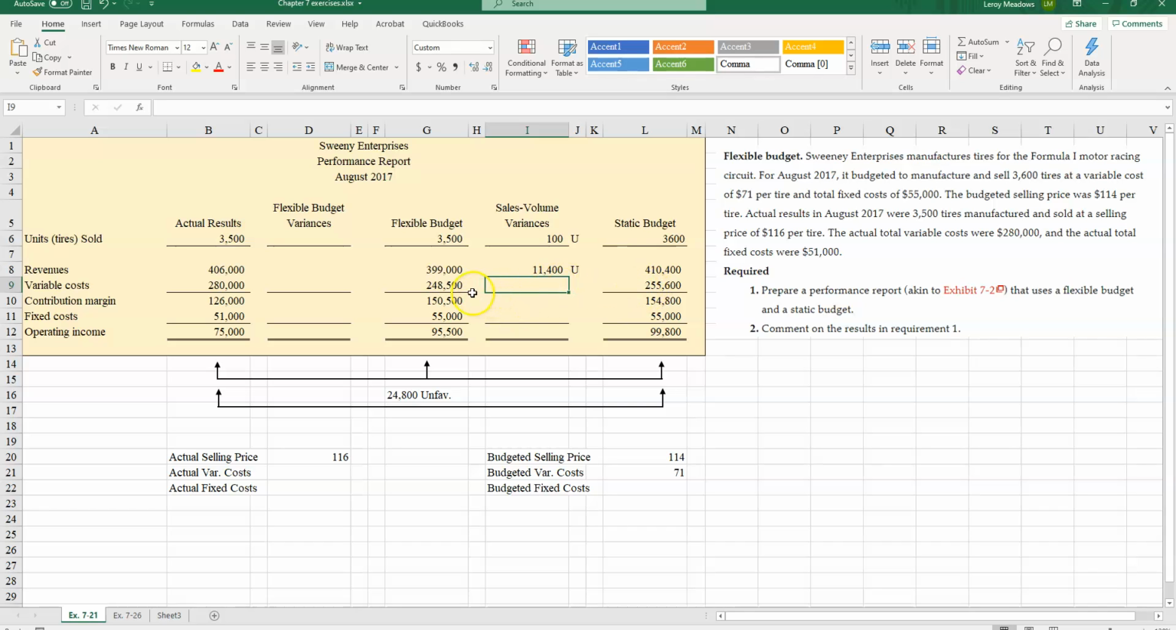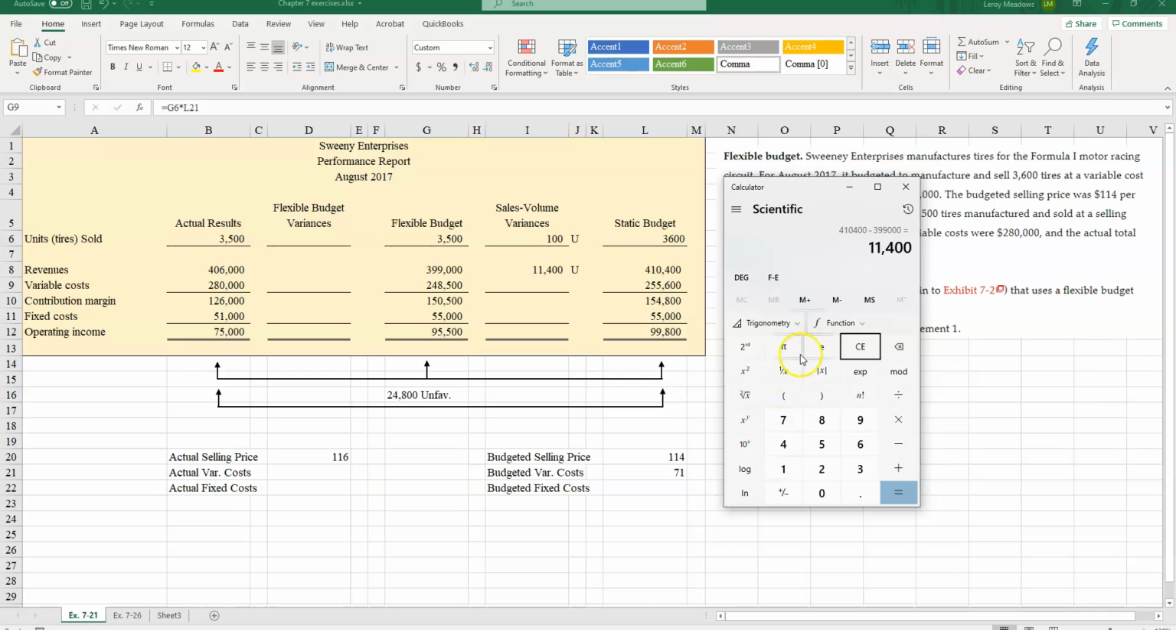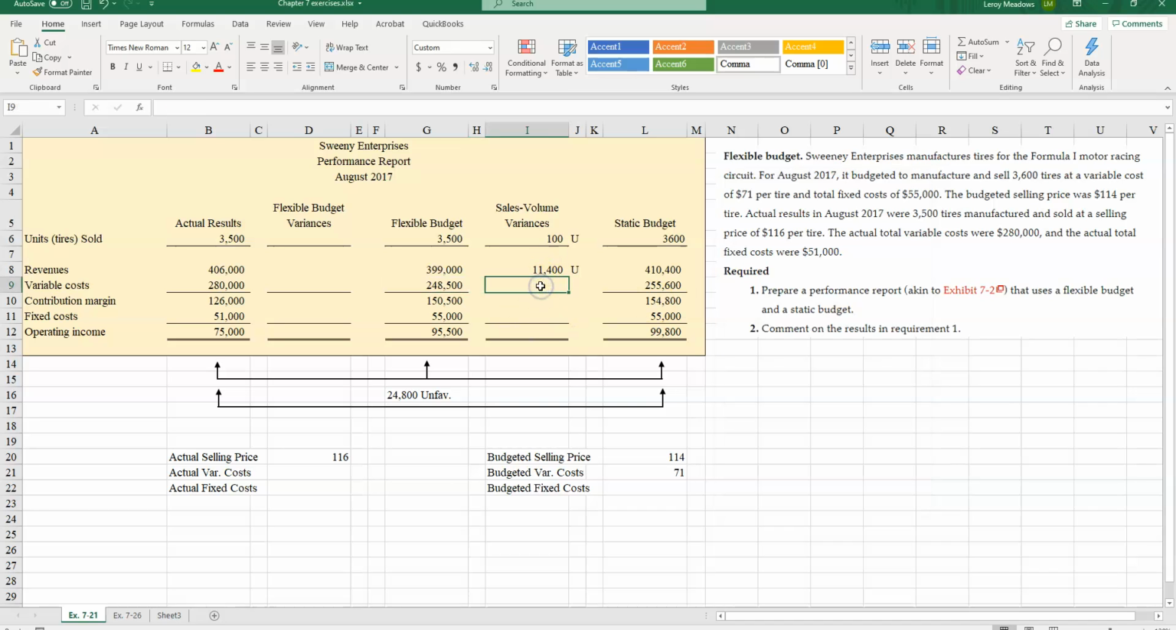Now, based on my sales volume variance, which is the difference between the static budget and the flexible budget, what is my sales volume variance for variable costs? Well, I'm just going to take the difference between my flexible budget amount and my static budget amount, so that is $255,600 and $248,500. So I have a $7,100 difference. So let me put that in here.